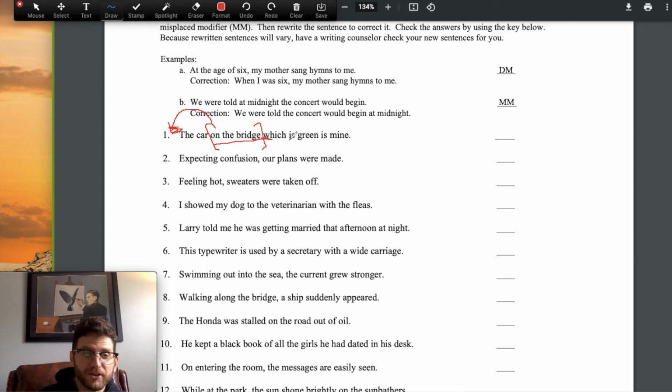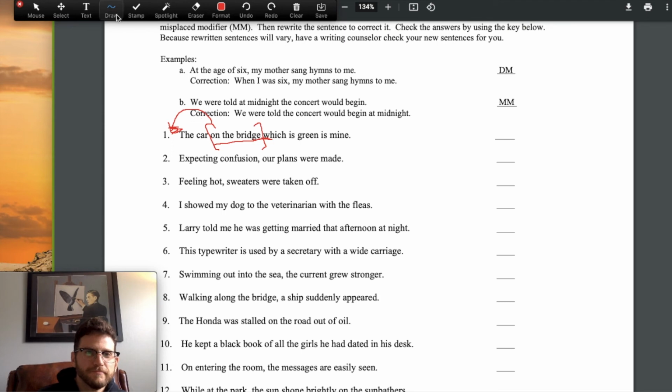Would it probably be better to say the green car on the bridge is mine? Yeah, probably. Or on the bridge, the green car is mine. You know, that could work too. But if we want to keep the sentence exactly the same: on the bridge, the car, which is mine, is green. Okay.